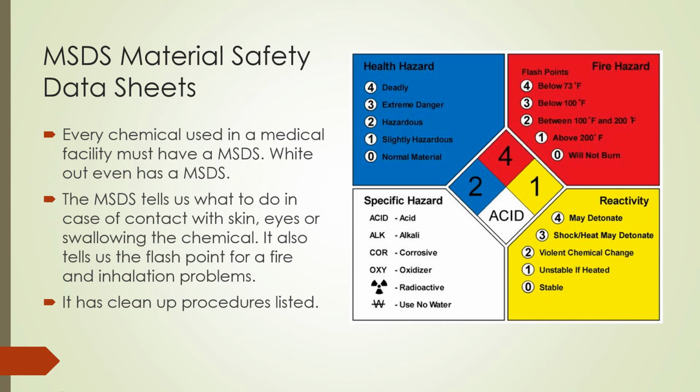And then the other issue on this says the fire hazard. That'll tell you if it's a flash point of 2 or 1, 3 or 4. And flash points, I mean, good grief. You know what I'm saying? Flash point means it's going to shoot off into a fire. And then it'll also have the specific hazard, whether it's radioactive, use no water, if it's alkaline or acidic, and then reactivity. It's going to tell you if there's a violent chemical change or if it may detonate and become like a bomb.